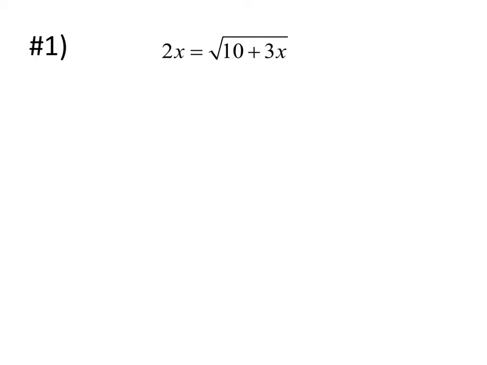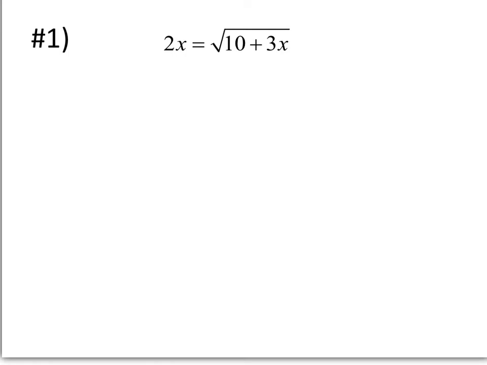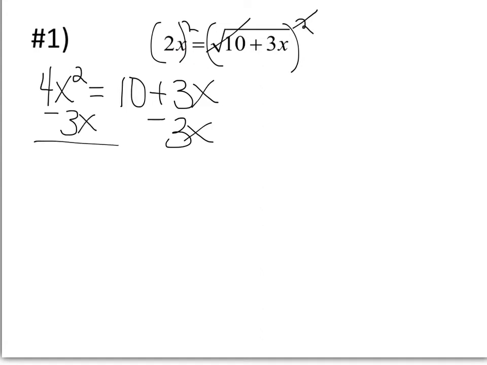Because the radical is already isolated on the right, I can go ahead and square both sides. Make sure to use your parentheses. Square root and square cancel each other, leaving you 4x squared, because both pieces here need to be squared, is equal to 10 plus 3x. I'm going to subtract 3x from both sides, leaving me 4x squared minus 3x equals 10.